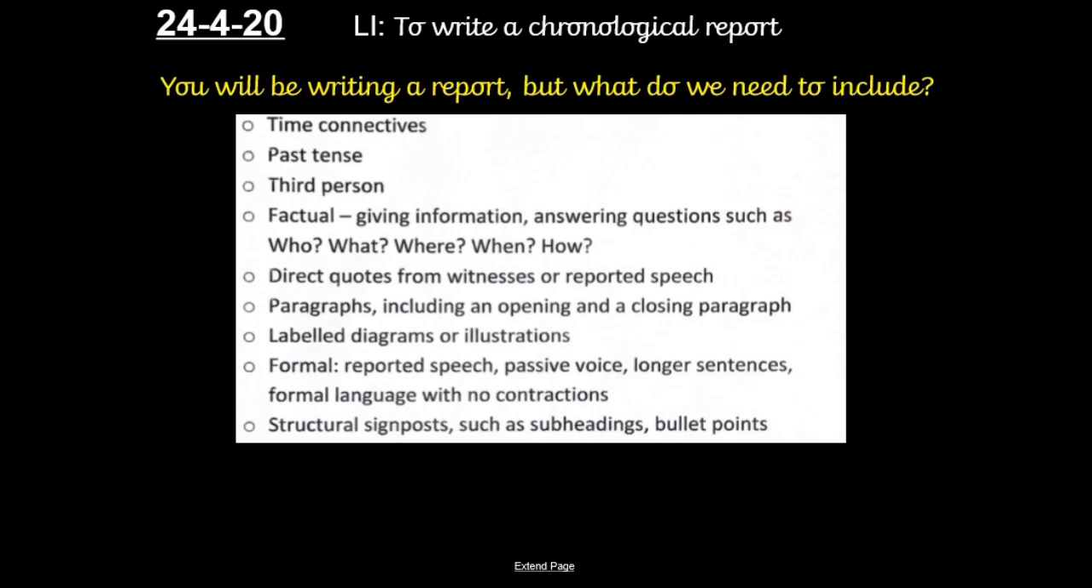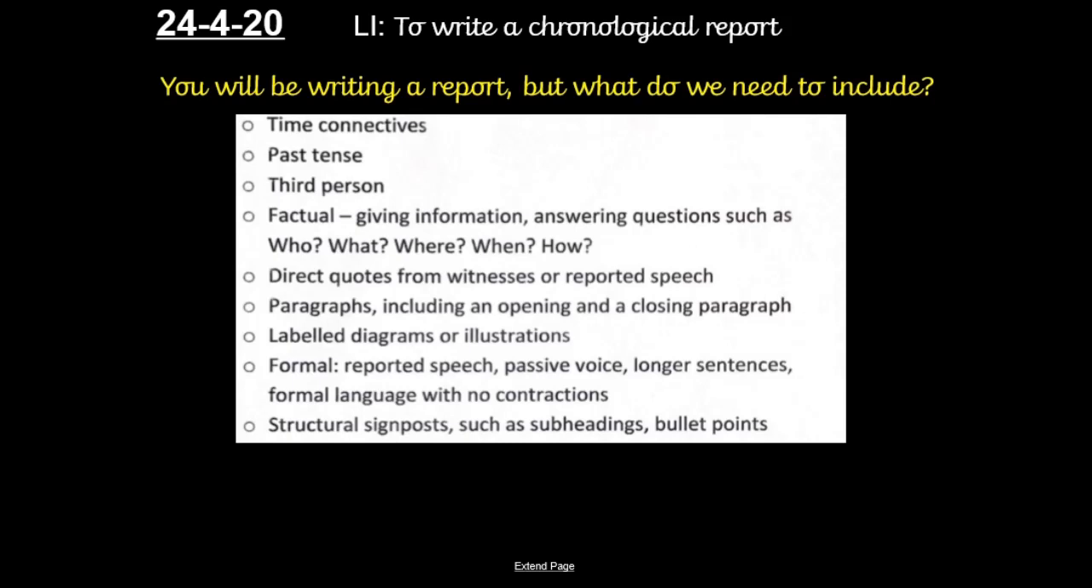Paragraphs, very, very key. They should be in all of your writing by now. And obviously, with a chronological report, you need to have an opening paragraph and a closing paragraph, also known as your introduction and your conclusion. You may use labelled diagrams or illustrations if you wish to, but it should definitely be formal.